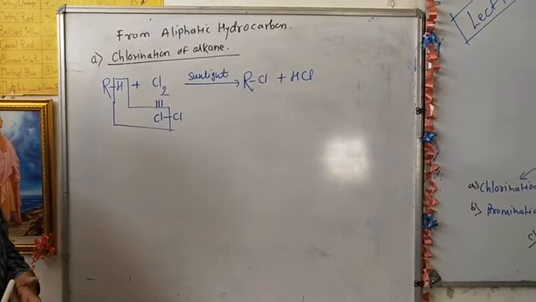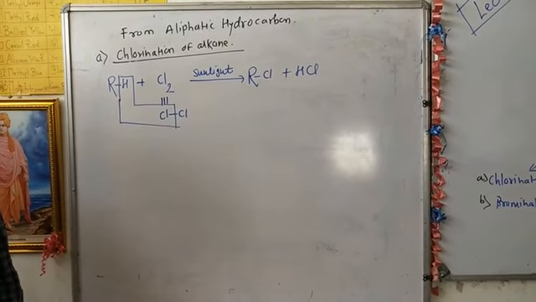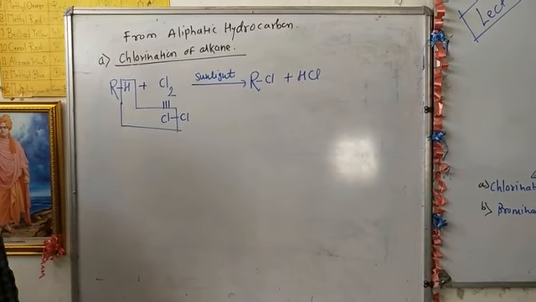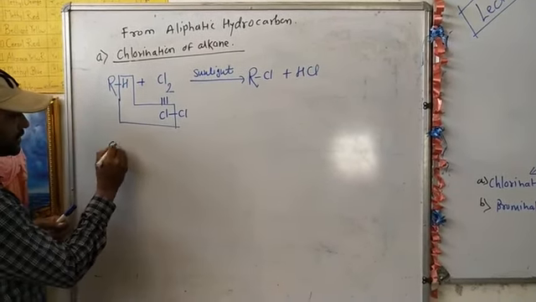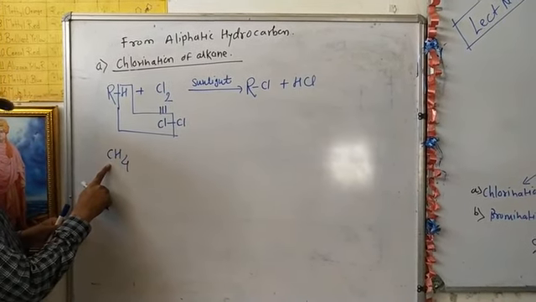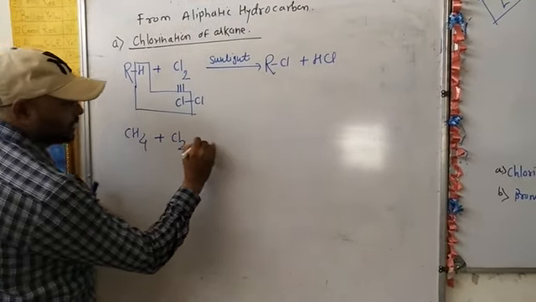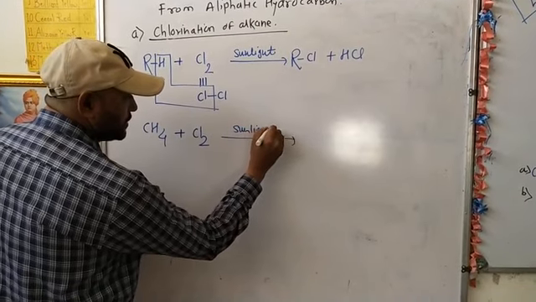Chlorination of alkane will lead to different types of products, that is polyhalogenated products may be possible. Let us discuss with an example. Carry out the chlorination of methane in presence of sunlight.